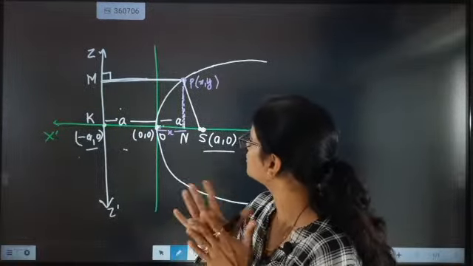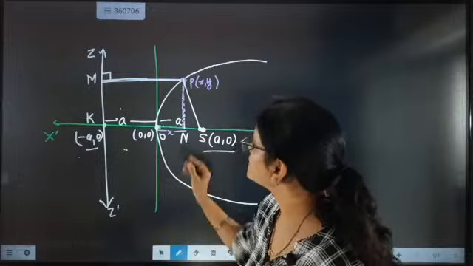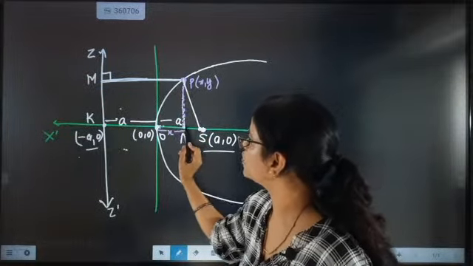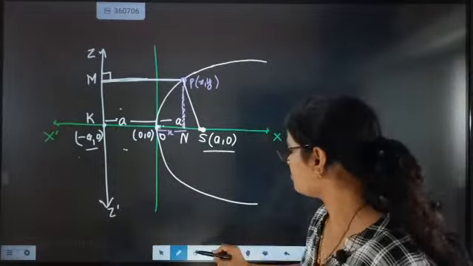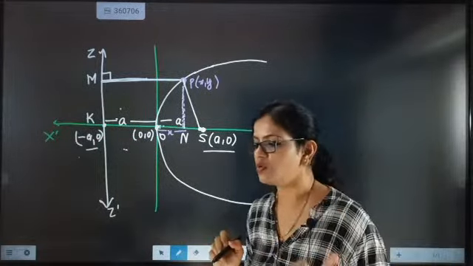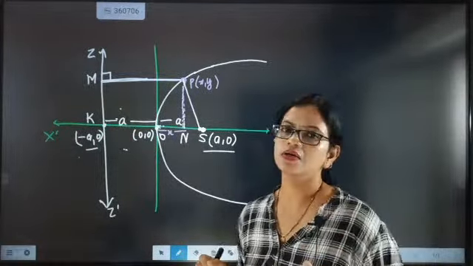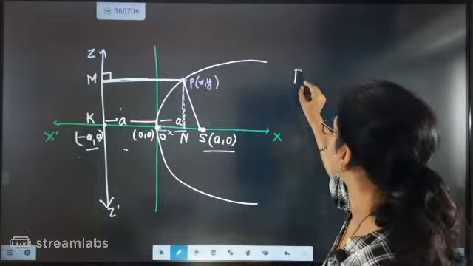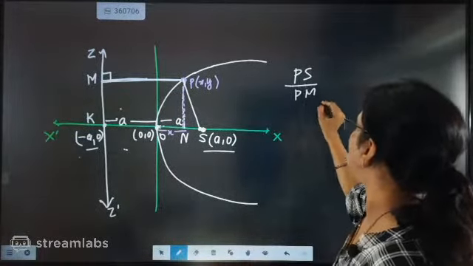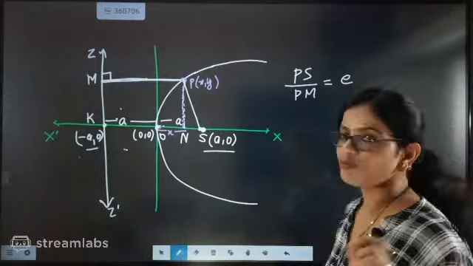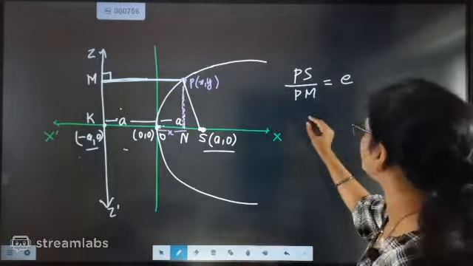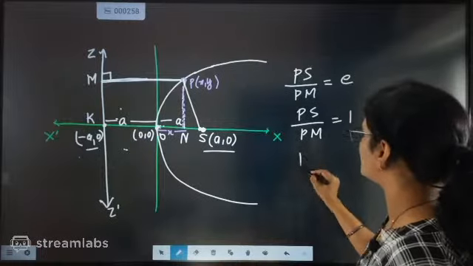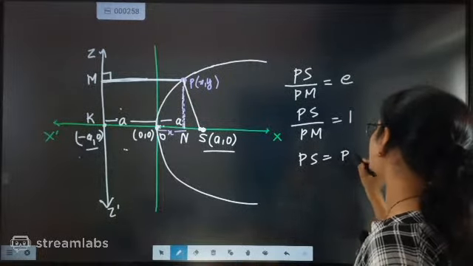So shall we start our work first? We need this one because I need to get this one. Total this one I need to get. My main focus is, again, we know what is exactly the equation. The equation of conics, what we have done, PS by PM will be equal to e, and for parabola PS by PM will be equal to 1. For parabola PS by PM will be equal to 1. So PS will be equal to PM.